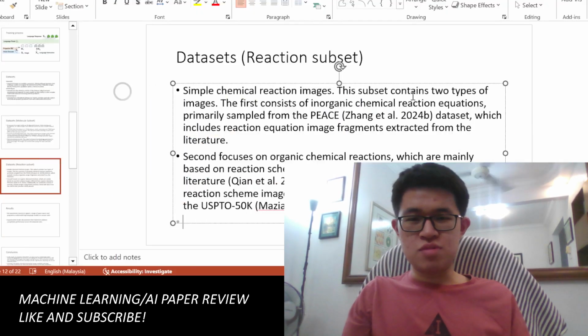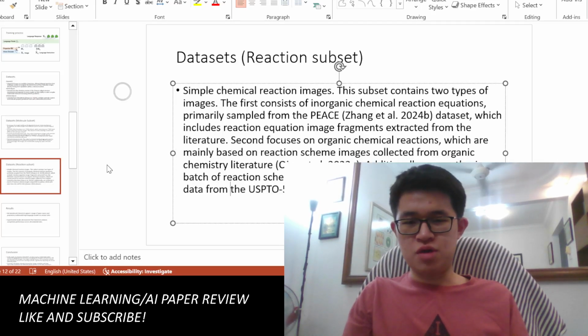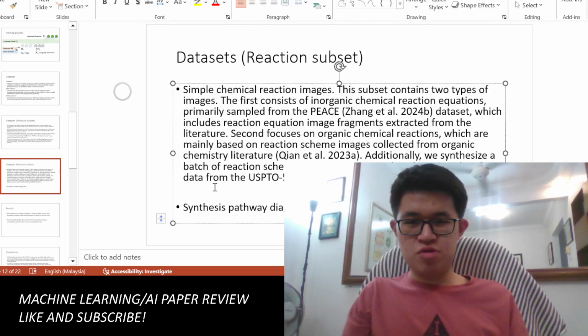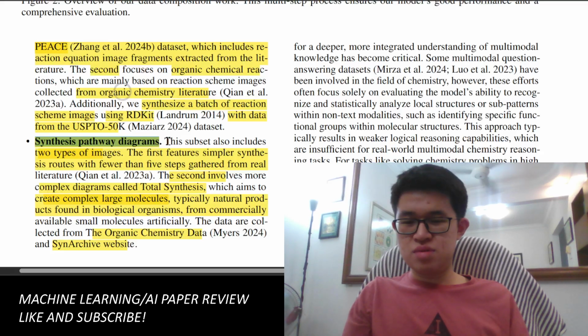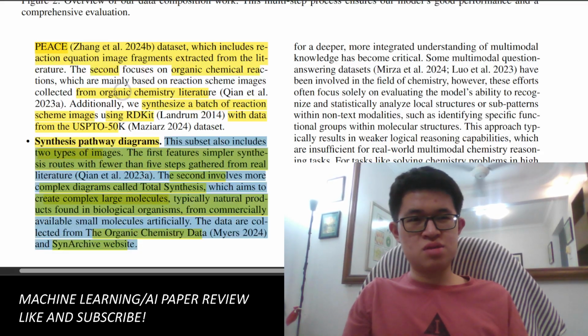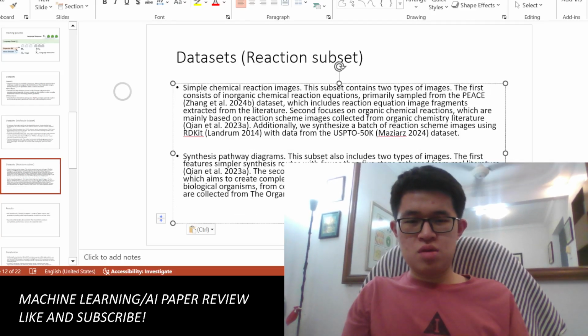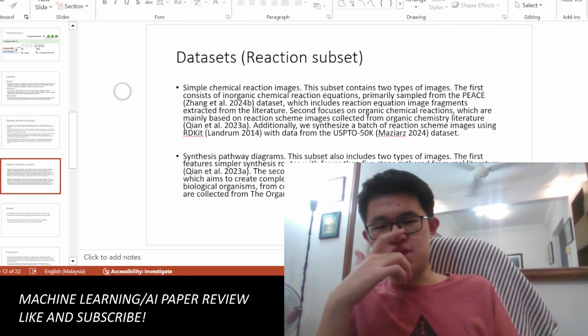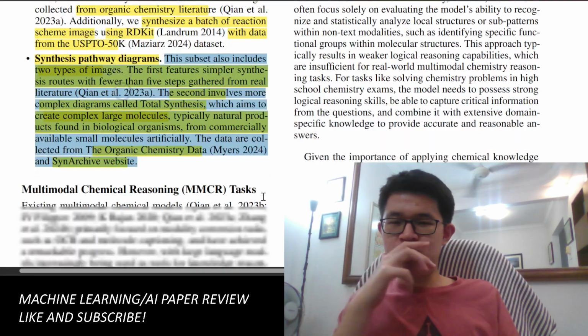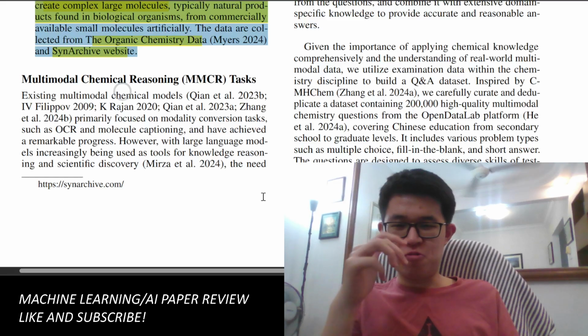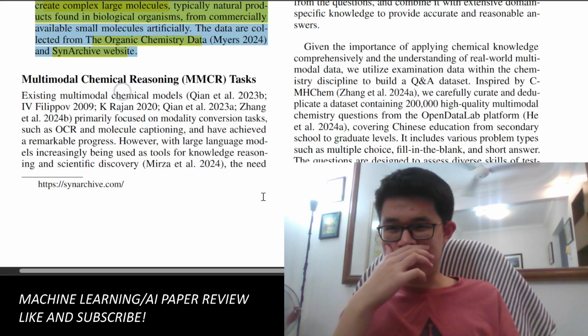Now here we have the synthesis pathway dataset. So I'm just going to combine that. We shall combine it, so let's just copy and paste this. Okay, cool. And now the slide is done. It would be funny if I didn't change anything and just presented that.